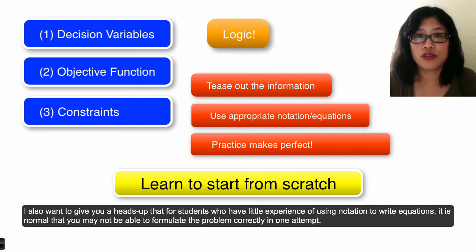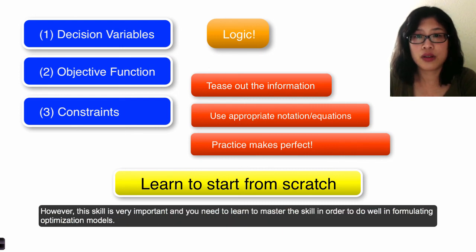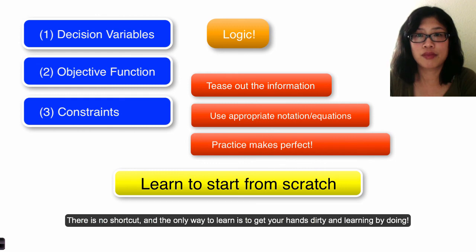I also want to give you a heads up that for students who have little experience of using notation to write equations, it is normal that you may not be able to formulate the problem correctly in one attempt. However, this skill is very important, and you need to learn to master the skill in order to do well in formulating optimization models. There is no shortcut, and the only way to learn is to get your hands dirty and learning by doing.